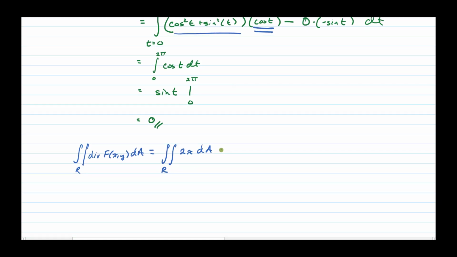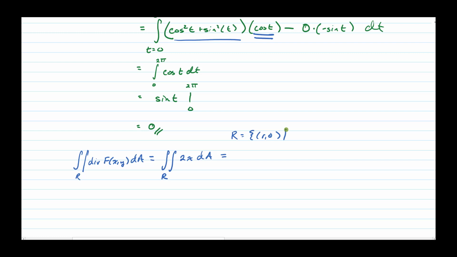So now we just need to evaluate this double integral. In this case, I think it makes most sense to think about R in terms of polar coordinates because it is the unit disk. So our R is the set of r, theta such that our r values go between 0 and 1, and our theta values go between 0 and 2 pi. So then going ahead and performing the standard polar substitutions, this would be the integral from theta equals 0 to 2 pi, and r equals 0 to 1.